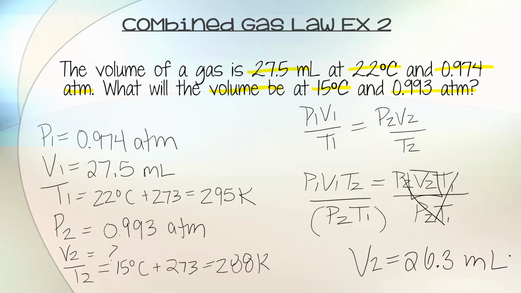P1 times V1 divided by T1 equals P2 times V2 divided by T2. Okay, and that's it. That's the end of chapter 10, gas laws.